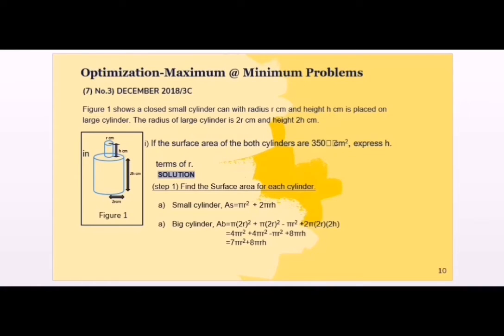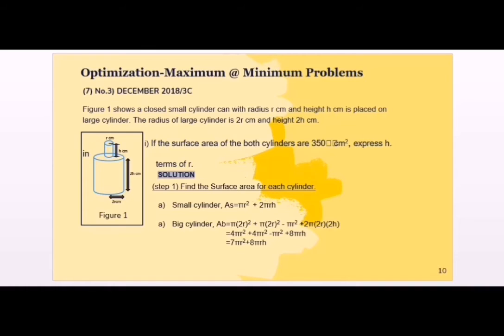Here is the next question for the last topic, which is optimization, maximum or minimum problems. Basically, this question came from a past year question, December 2018, question number 3C. The question is, figure 1 shows a closed small cylinder can with radius r cm and height h cm placed on a large cylinder. The radius of the large cylinder is 2r cm and the height is 2h cm. The question is, if the surface area of both cylinders is 315 pi cm squared, express h in terms of r.